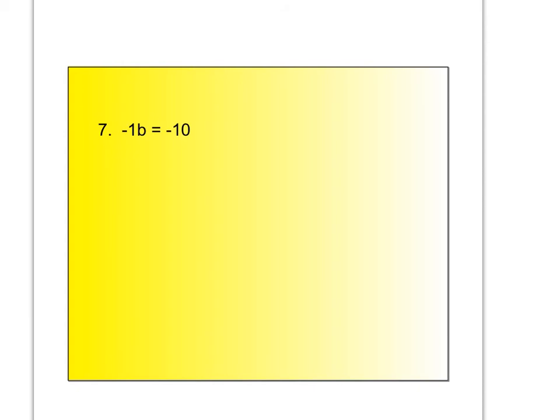So in this case, all I have to do is divide by negative 1. It will cancel out the negative 1. And then I'm going to have negative 10 over negative 1. 2 negatives make a positive. This ends up being 10 over 1, or just 10.